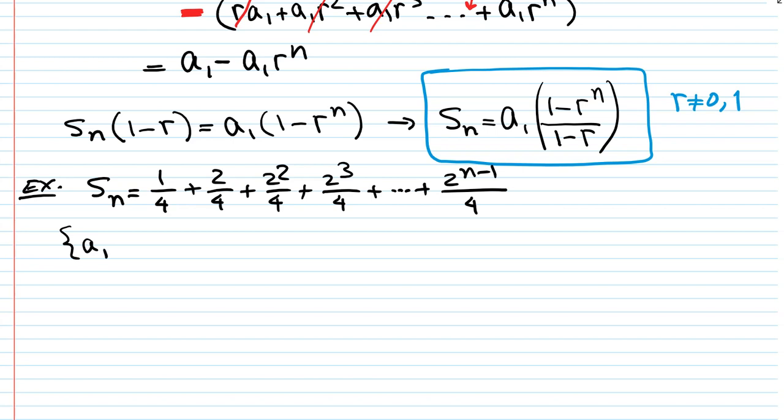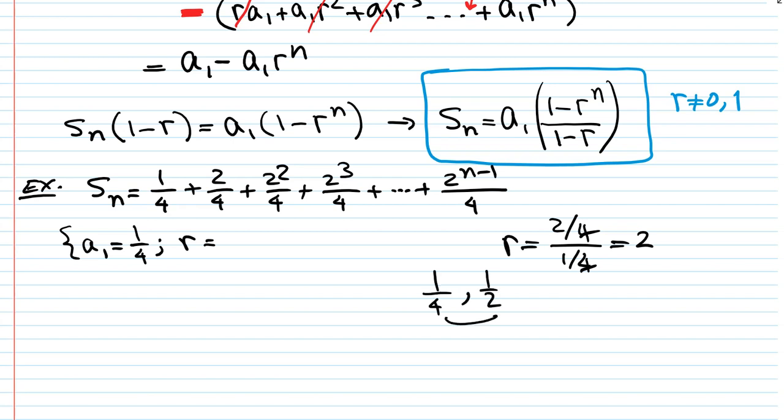It's geometric. a1 is 1/4. The common ratio, remember, to find the common ratio, you divide the second term by the first term. And that's 2. Or you can say, well, how can I go from 1/4 to 2/4? You multiply by 2 to get there. However you think of it, the common ratio is 2. And we need both of those in order to do the formula for the nth partial sum.